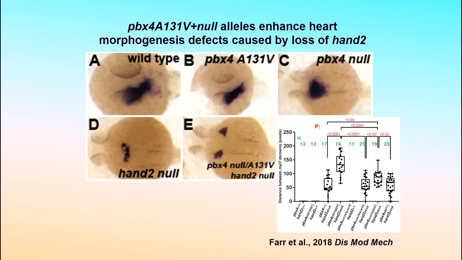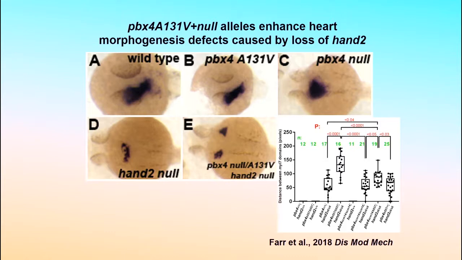heart tube. And what we found is that if in HAN2 null zebrafish mutants, if we add one copy of loss of Pbx4, those fish looked quite similar to the HAN2 null fish. However, if we now have a HAN2 null fish that contains in trans the Pbx-AV allele, in trans with a Pbx4 null allele, now we see enhanced effects on early heart development in these fish. And so the early myocardial precursors have not even started to migrate together into the center of the embryo to start to form the heart tube.